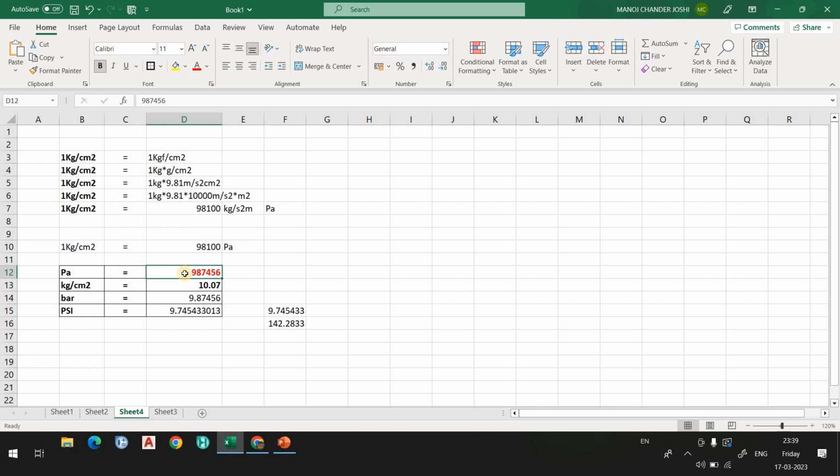Okay, so this is the value which we know, in red color. Let's suppose this value you know is 987456 Pascal. This is the unit of pressure, so that unit we have to convert into kg per centimeter square. Now you will say that, sir, we are about to convert the unit of kg per centimeter square into this one. Yes, we are going to do that, but I have already discussed the concept.